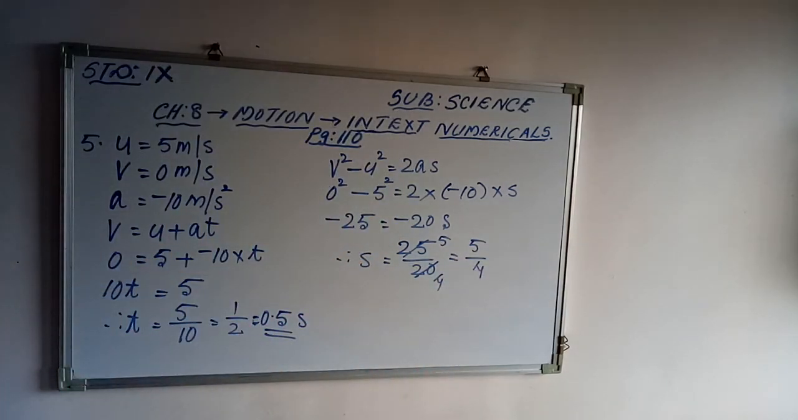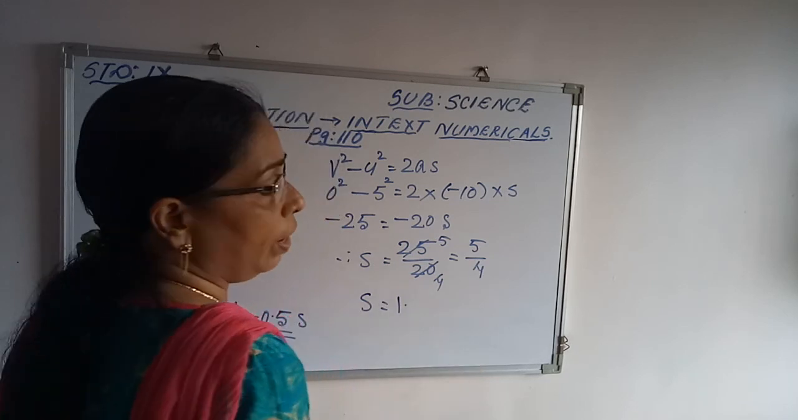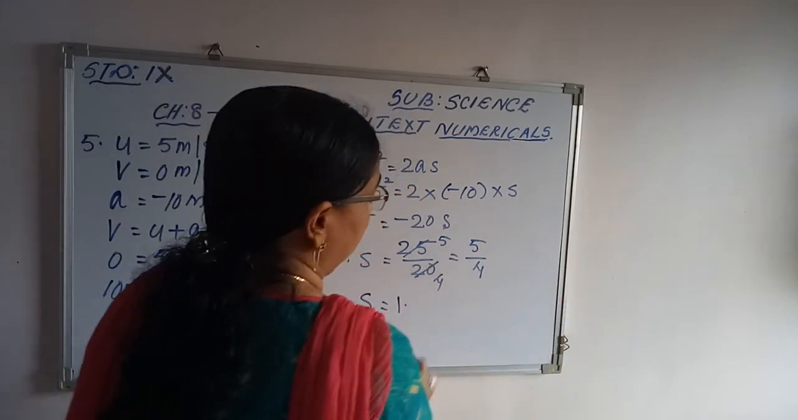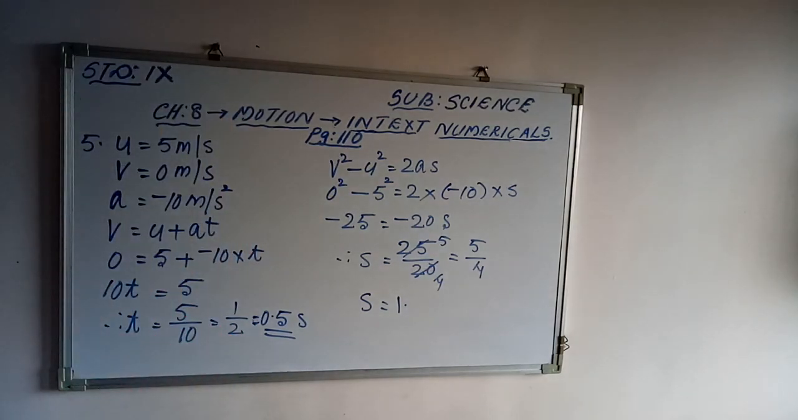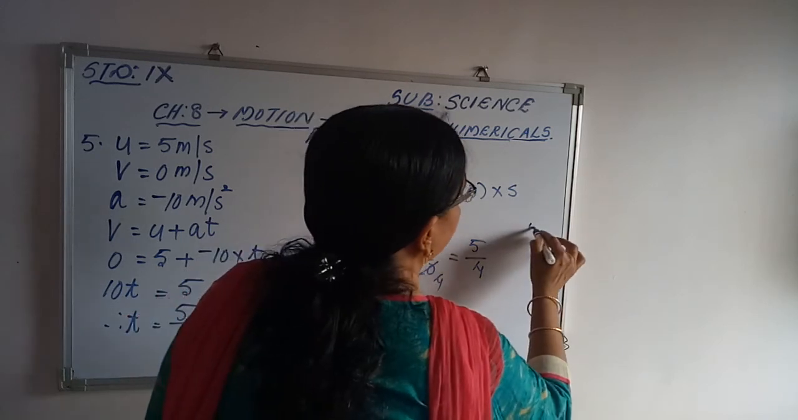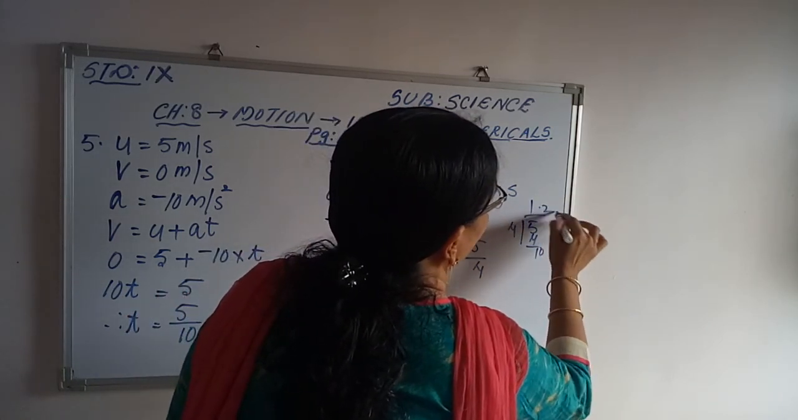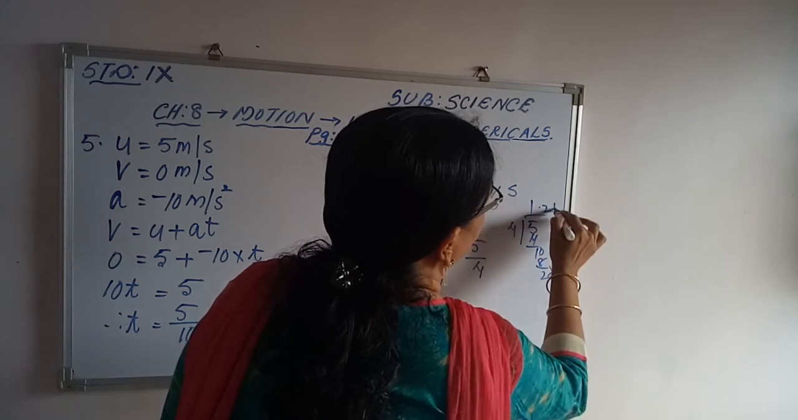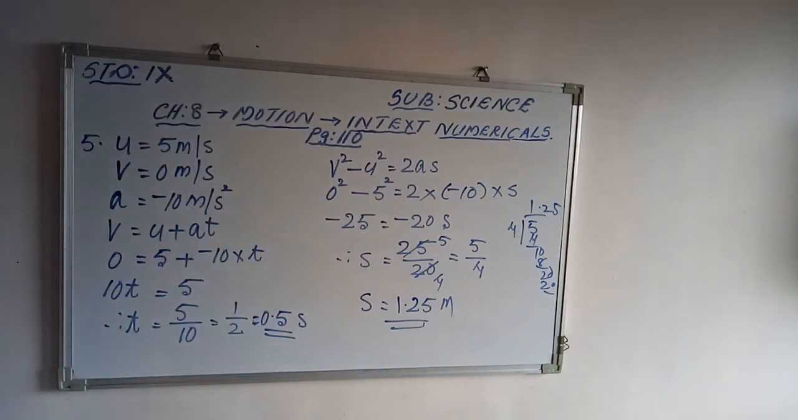Divide 5 by 4, that will be S is equal to 1.25. Ones are 4, isn't it? And then 1.25. Finding it difficult? Then see here, 2, 8, 20, 5, 20, isn't it? So that is meter. Now what will you write as the final statement?